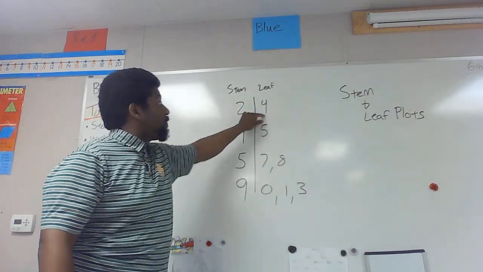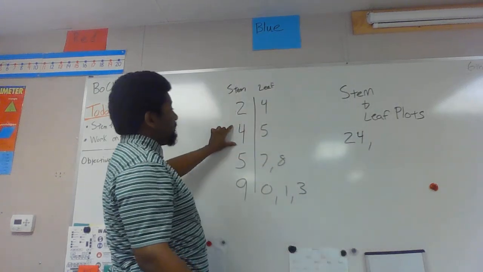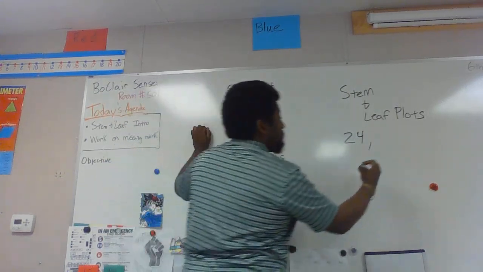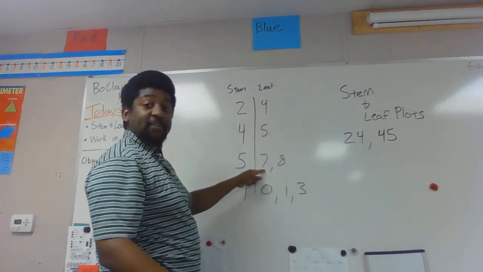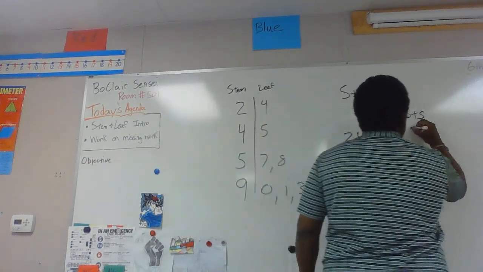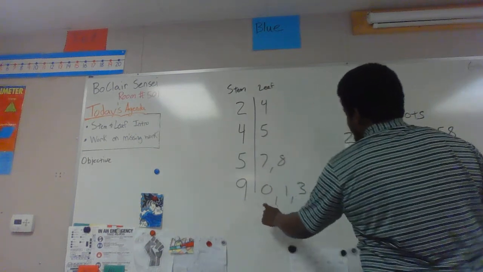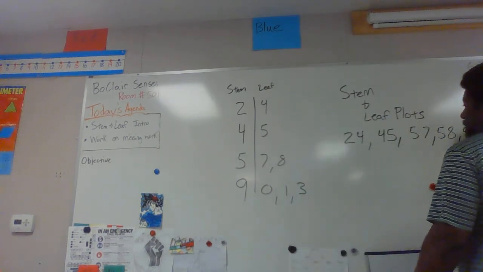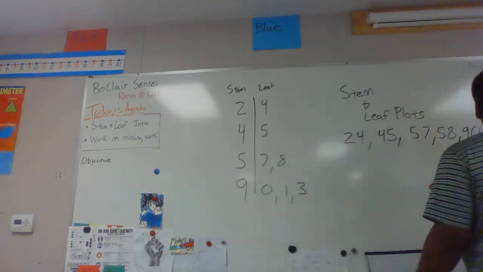So this is 2, 4. This first number is 24. And this one would be 4, 5. That's 45. Then you have 5, 7, 57. 5, 8, 58. And the last 3, 90, 91, and 93.